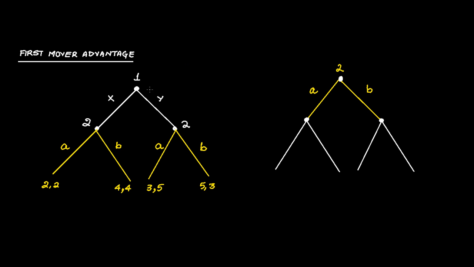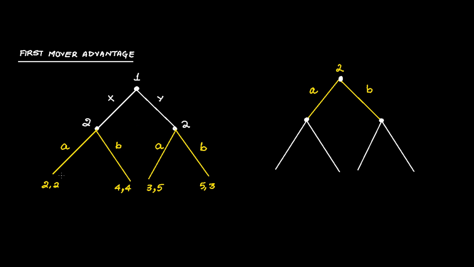First mover advantage. As you could see, this is a game in which there are two players, player 1 and player 2. Player 1 has two choices, X and Y, and player 2 also has two choices, A and B, conditional on whether player 1 has chosen X or Y. Player 1 moves first and then player 2 moves.